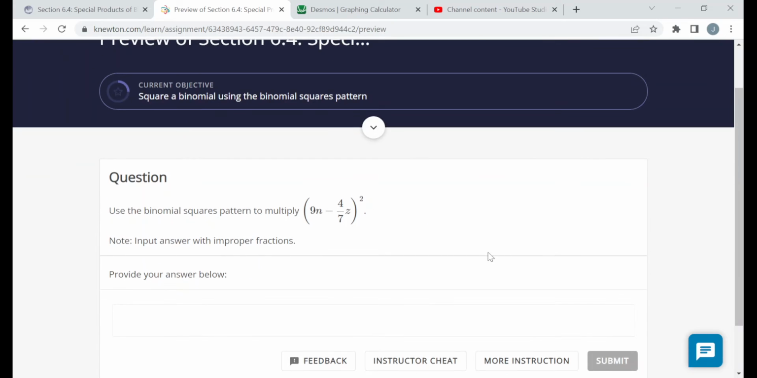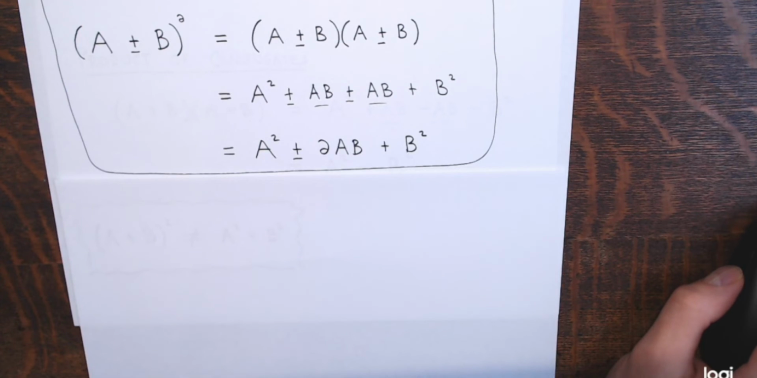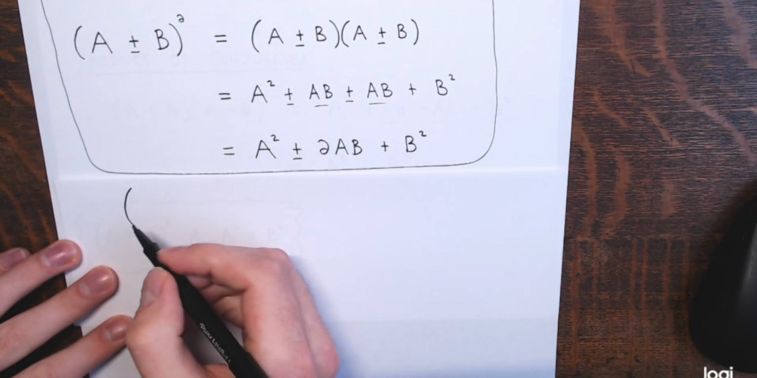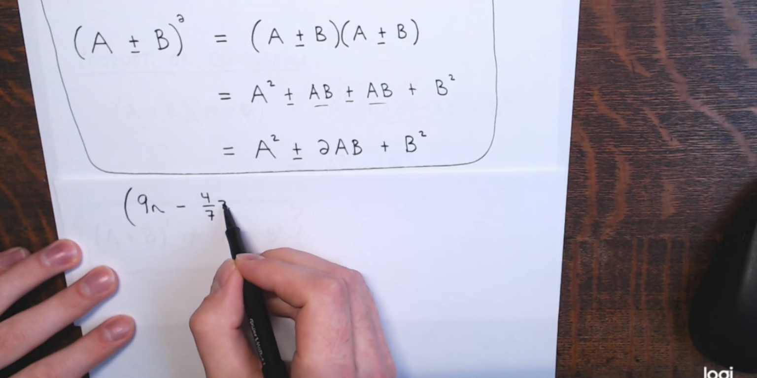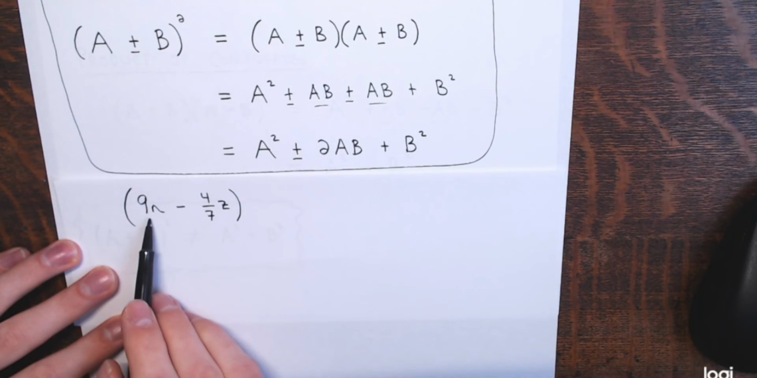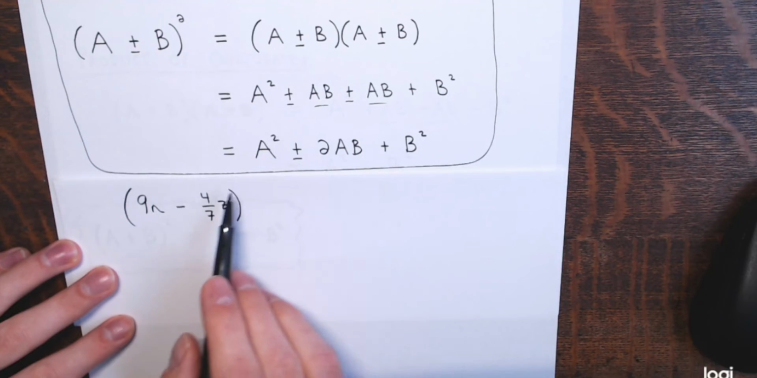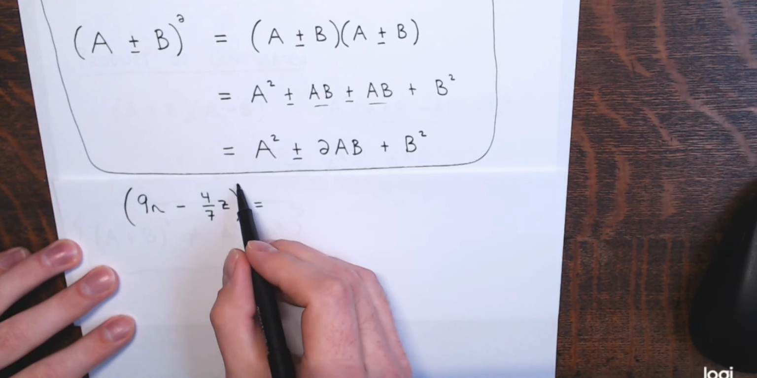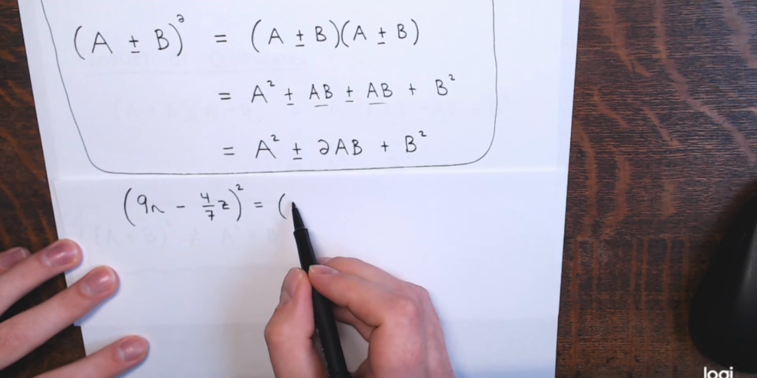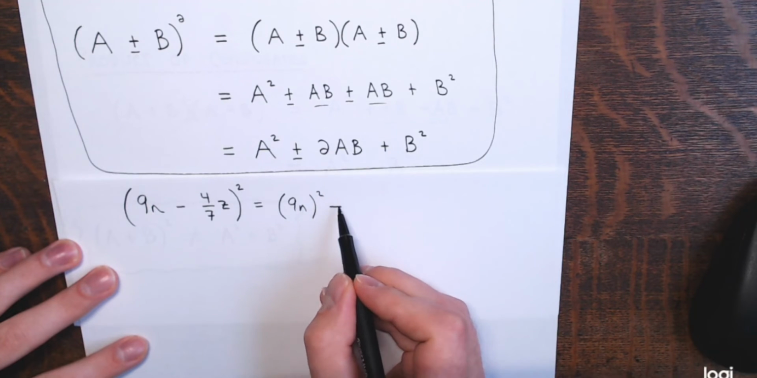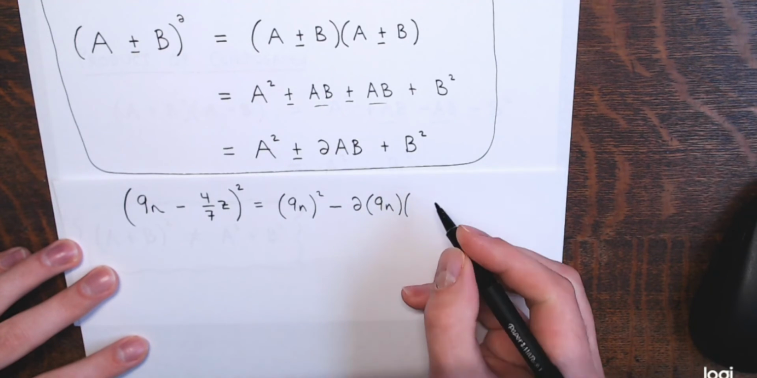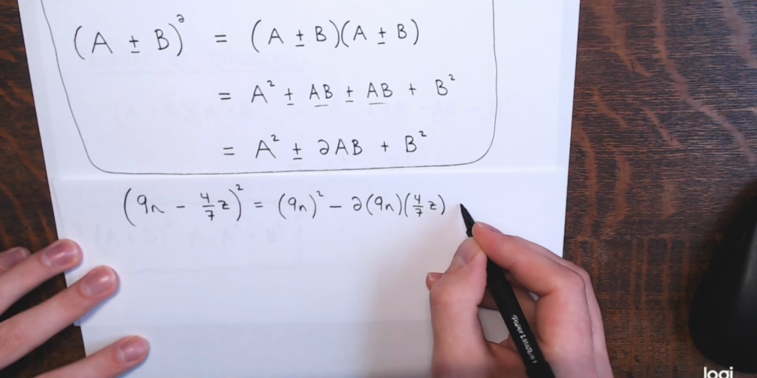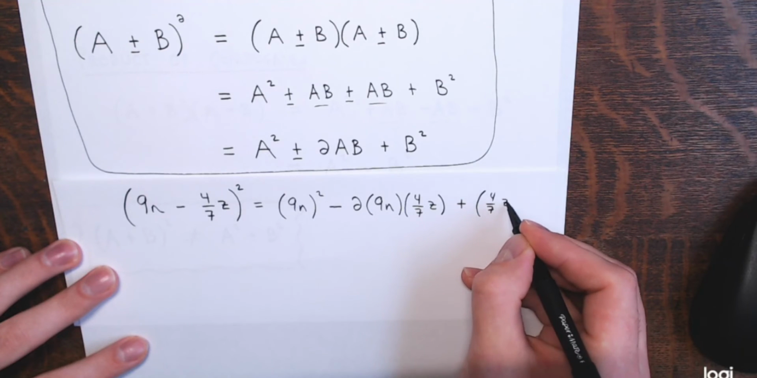Right, so back to the binomial squares pattern. Again, I've got the pattern up still, so I'm just going to jump right to it. So we have a binomial being squared, right? It's 9n minus 4/7 times z. So I'm going to replace the a's with 9n, the b's with 4/7 z, and since there's a minus here, there's going to be a minus there. Oh yeah, this is squared, sorry. This is a binomial squared. So a squared would be 9n to the second power. Then again, a minus here because there's a minus here. And then 2 times a, so 2 times 9n times b, 4/7 z, and then plus b squared, the 4/7 z squared. And then, of course, we simplify this.